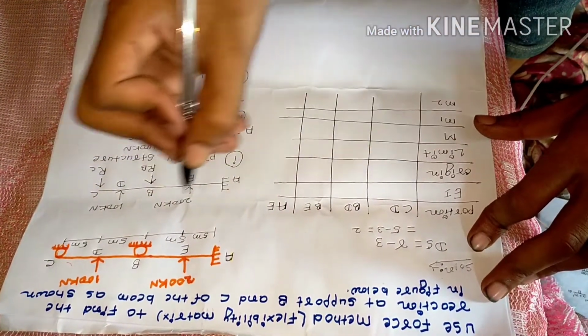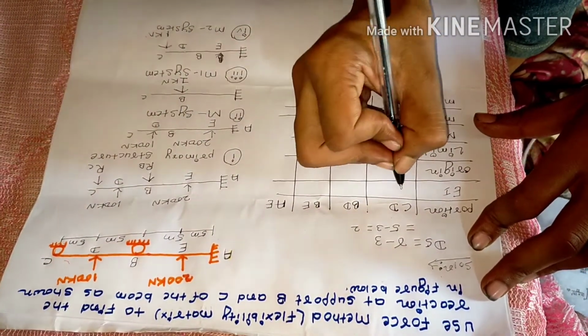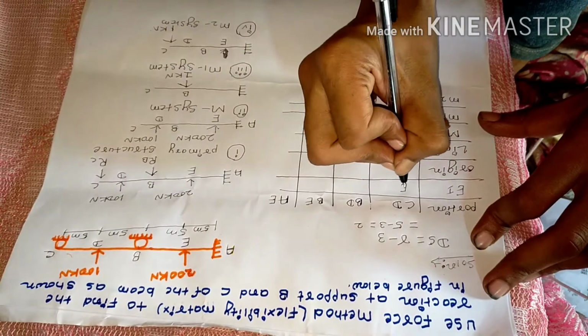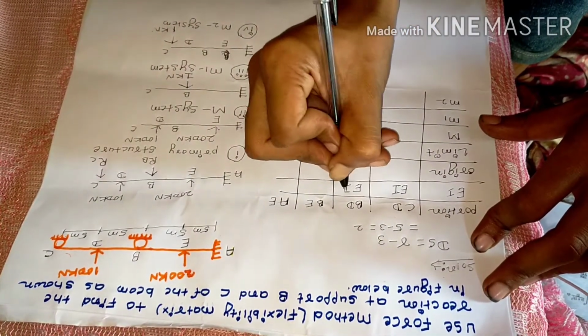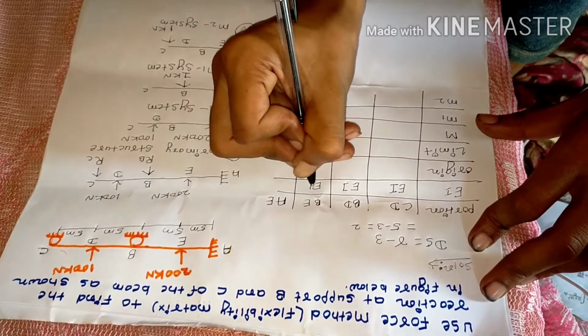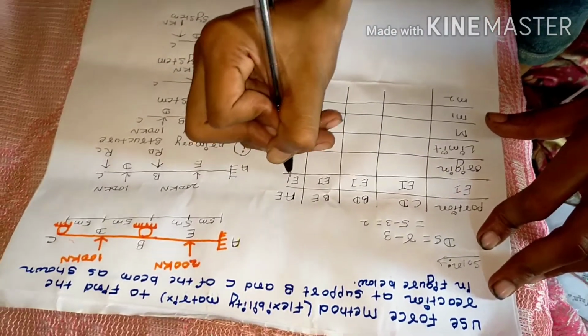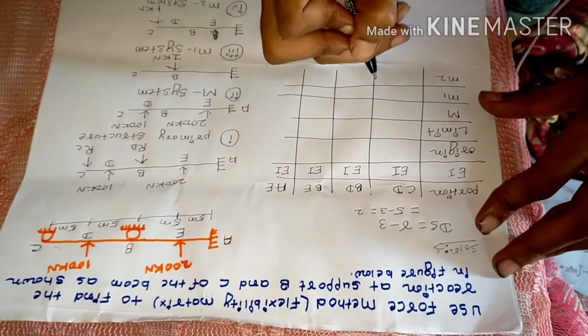EI is constant throughout the figure, that is, throughout the beam. So for portion CD, EI is constant. For portion BD, EI is constant. For portion BE, EI is constant. For portion AE, EI is constant.